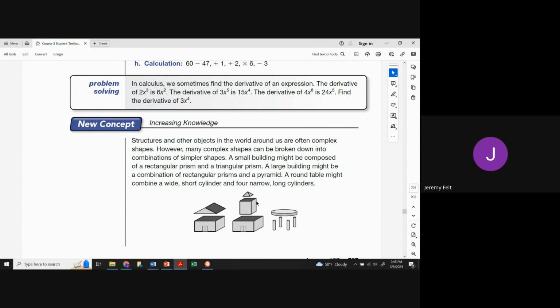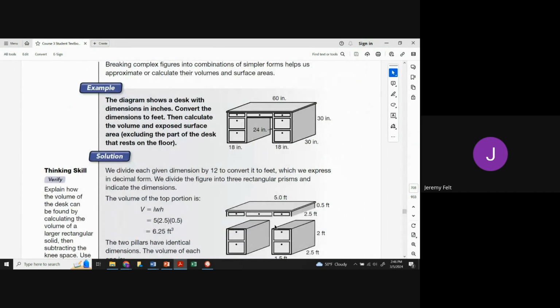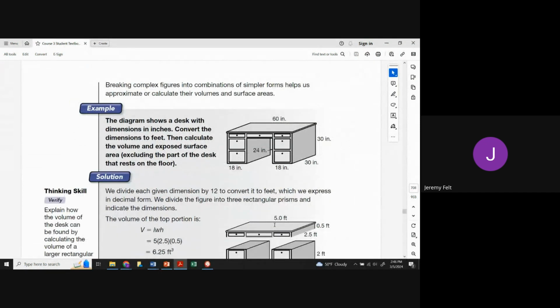So if we have a three-dimensional shape, then we can look at this as a rectangular prism, and then a triangular prism. Obviously put those together and we have a house. And a rectangular prism, maybe a cube or another rectangular prism, and a pyramid, cylinder, and then 4 other cylinders. So again, we want to break it apart.